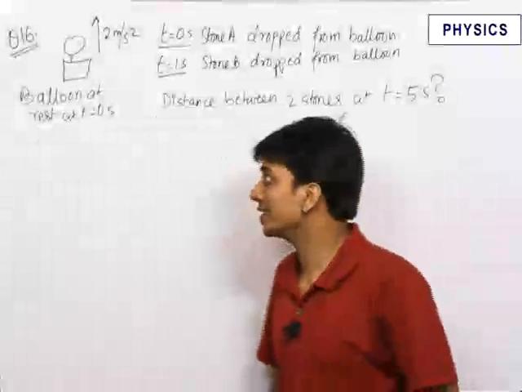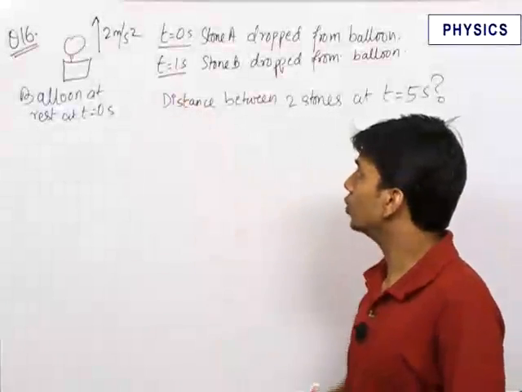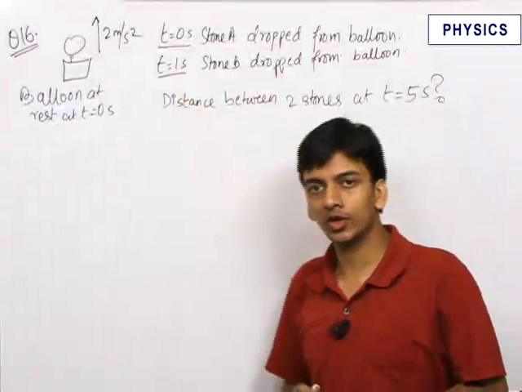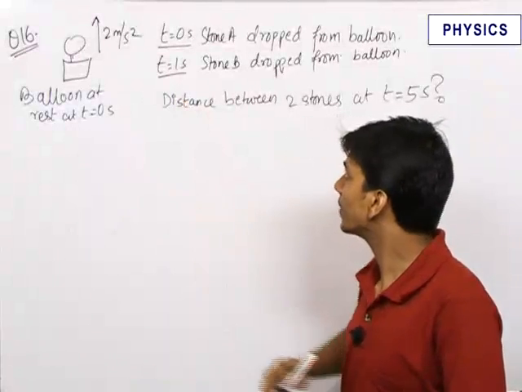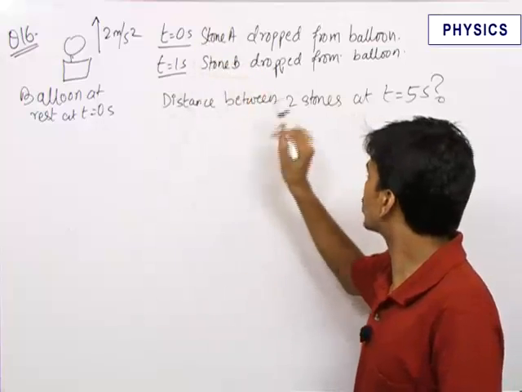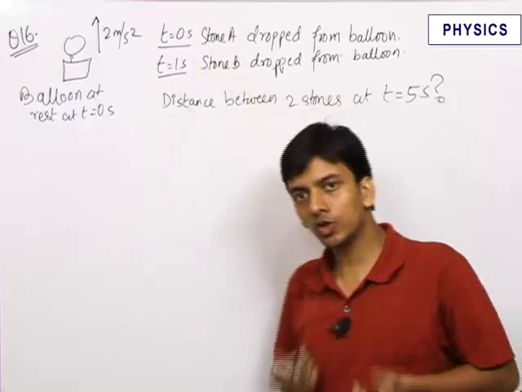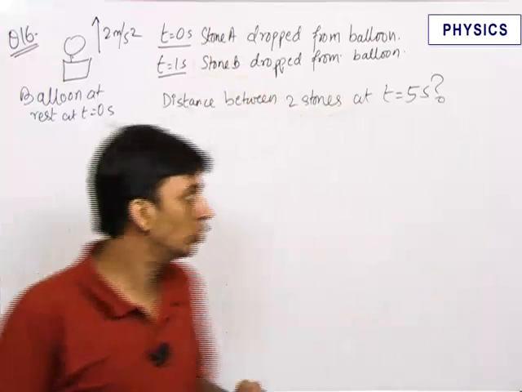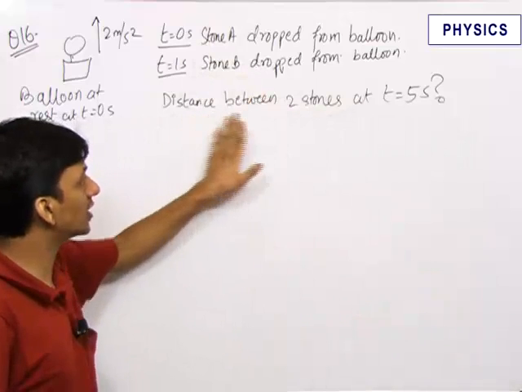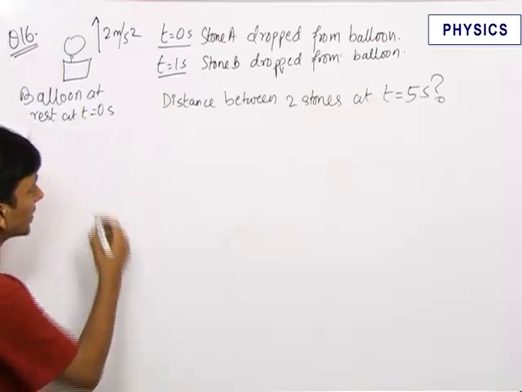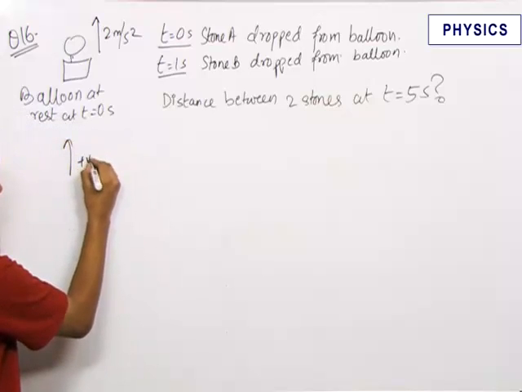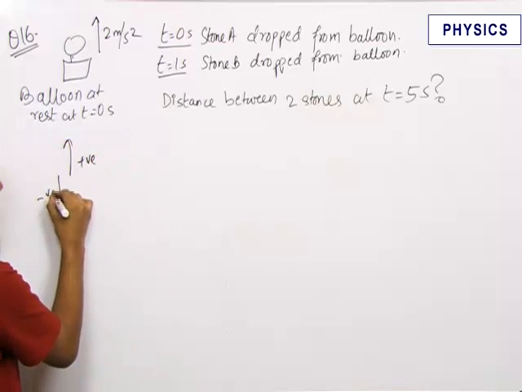The question stands as: a hot air balloon is moving up with a constant acceleration of 2 meters per second squared. Initially the balloon was at rest and a stone is dropped from the balloon. At t equal to 1 second, another stone is dropped from the balloon and we need to find out the distance between the two stones at t equal to 5 seconds. So let us consider the above direction as positive and the below direction as negative.